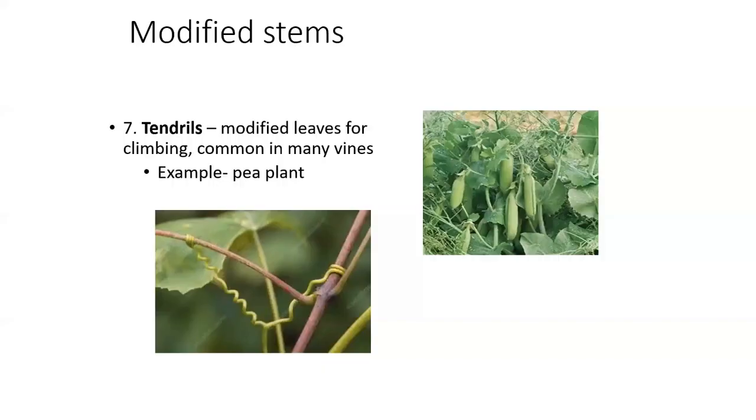Last but not least, we've got tendrils. So plants have modified their stem and their foliage, or modified leaves, again, for climbing, and they're actually great for climbing on vines. This right here is an example of a tendril. If any of you are familiar with the pea plant, some of our climbing roses have tendrils.